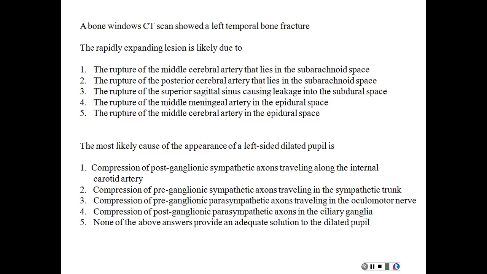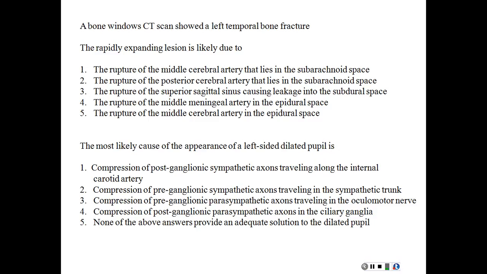First of all, find the answers that have the word oculomotor. So, postganglionic sympathetics, that's not oculomotor. Sympathetic trunk, not oculomotor. Oh, oculomotor nerve. Oh, ciliary ganglion. Well, that could be close. None of the above answers provide an adequate explanation. Well, that's bad. So, oculomotor. Let's make sure all the answers to it are correct. A compression of the preganglionic parasympathetic axons that travel in the oculomotor, that's true.